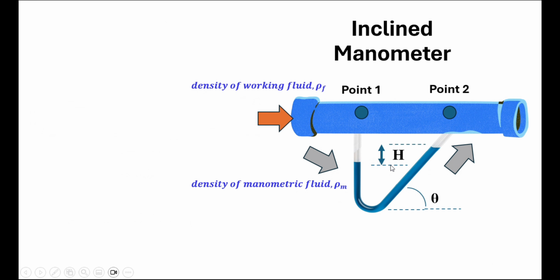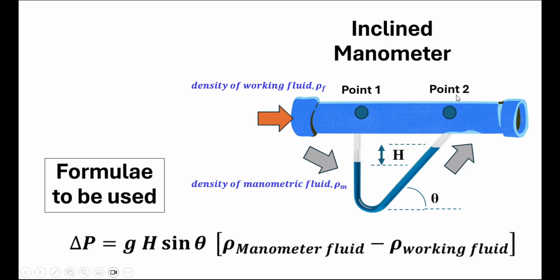Coming to the inclined manometer, as I already told you, when the system's pressure drop is very minimal, we will go for an inclined manometer because the movement of the manometric limb will be a little more relative to the U-tube manometer. Again, here also there is rho f, which is the working fluid density, and rho m, which is the manometric fluid density, the inclination angle of the manometer limb, which is theta, and the height difference, which we are going to call h. The formula to find the pressure drop across the inclined manometer is delta P = g h sin theta, and again the density difference of the manometric fluid and working fluid.